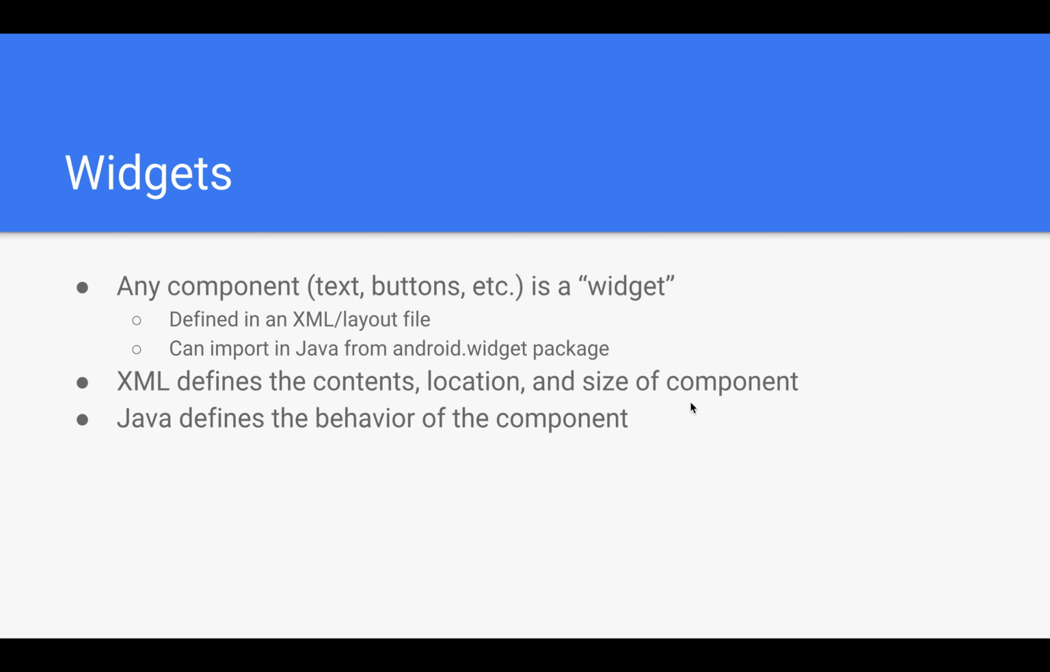XML defines the basic properties of the component, and Java defines the behavior. So, for example, XML will define where a button is placed on the screen, while the Java file will define what will happen when the button is pressed.